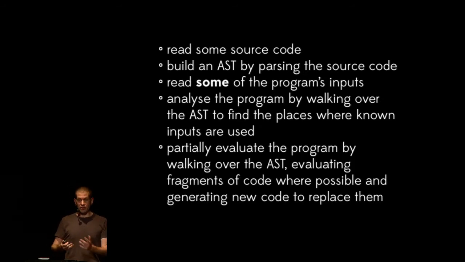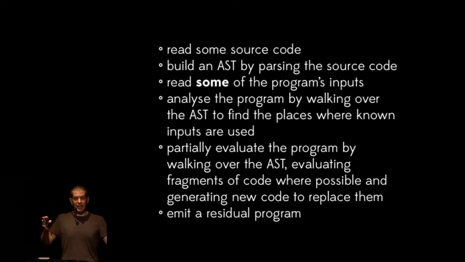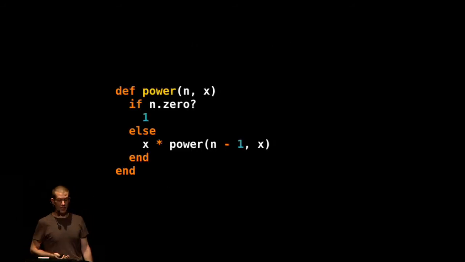And then when it's found those places, it will evaluate those bits of the program and replace those fragments of the program with the result of having evaluated them. And then when it's finished doing that, it emits the program with all of those bits replaced, and you get your residual program out. So I don't have enough time to show you this on a whole Ruby program, but I can show it to you on the level of a single method.